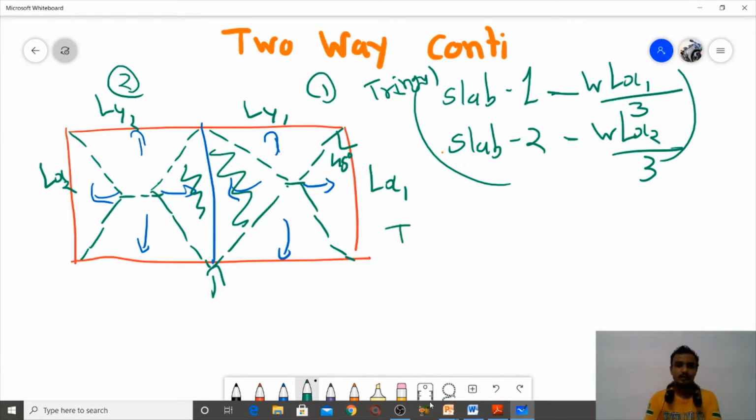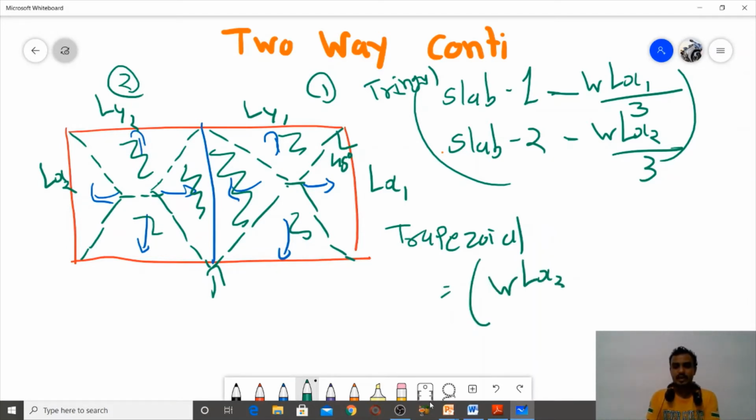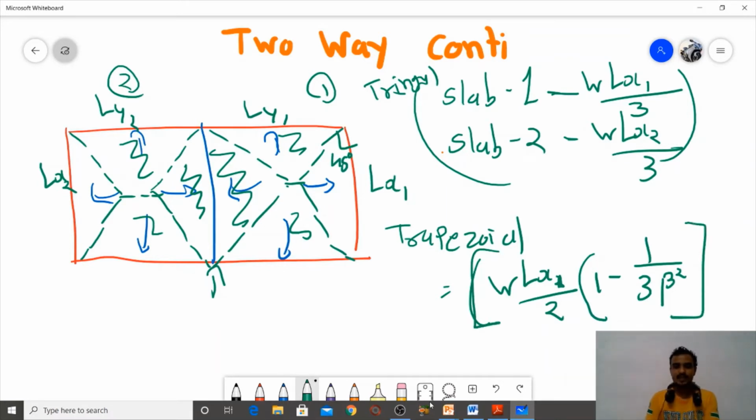Second is the trapezoidal shape. The trapezoidal shape is at LY, the longer span. At LY the equation is WLX1 by 2 into (1 minus 1 upon 3 beta square), where beta is equal to Ly by Lx.